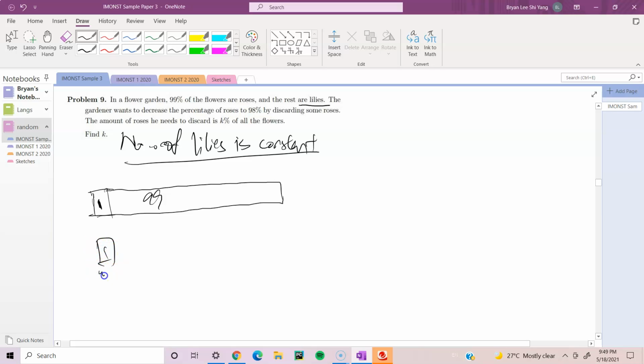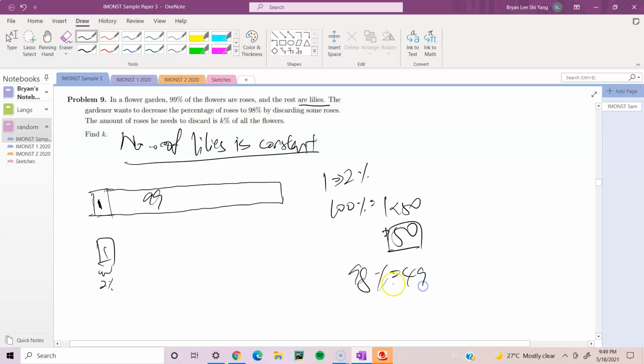So if 1 corresponds to 2%, then 100% would be 1 times 50, which is 50 in this new system. So 98% would correspond to 49. So in this new system, it would be 49.